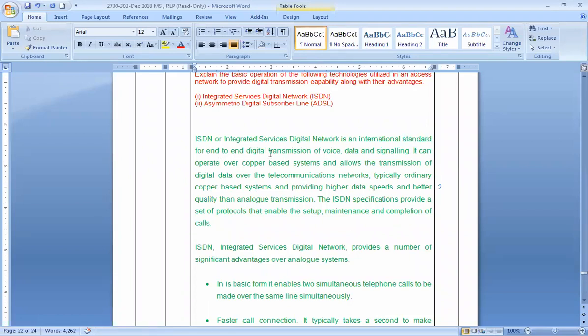So it is for end-to-end digital transmission for voice, data, and signal. It can operate over copper-based systems. Now, what are these copper-based systems? Not optics. Previously, we had discussed optics, where transmission happens with the help of light. But here, we are using copper. So this was used previously, and these days, we have migrated from copper to optics. The reason why we have done that is because this is a better technology, and also we are saving nature by not mining copper.